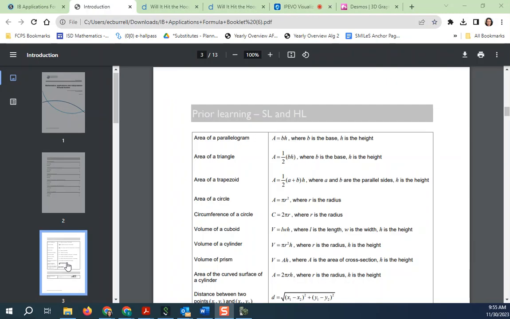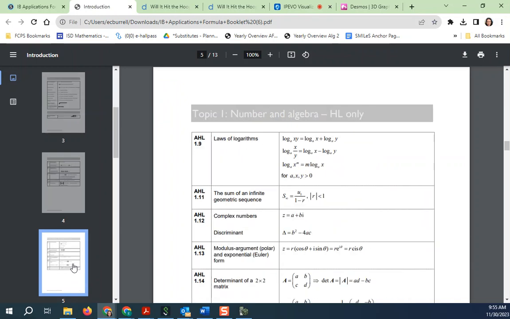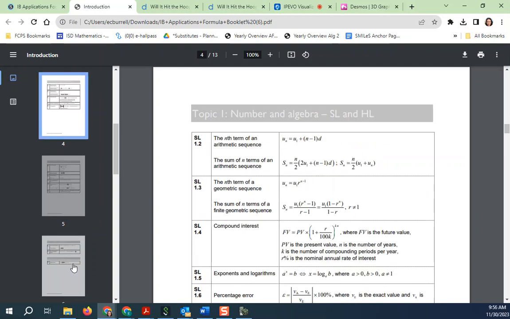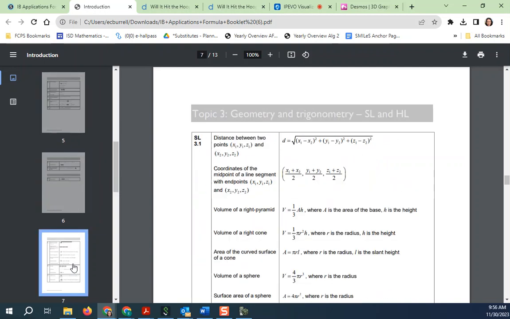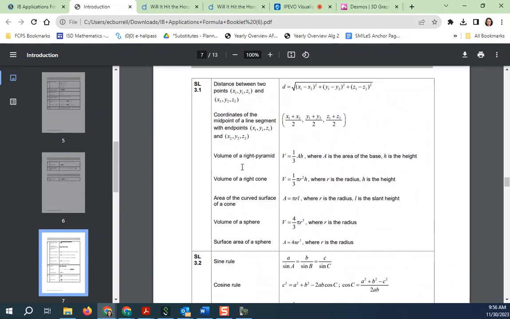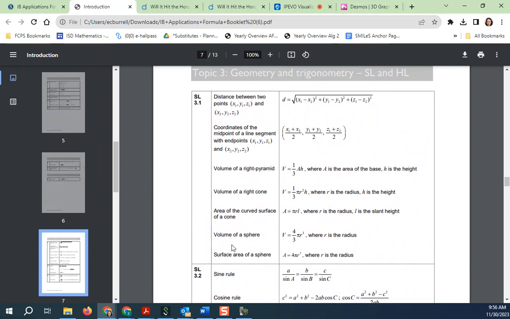So in your booklet on page 3, you have all the area and volume formulas from your prior learning. And where was the other one? Did I go too far? No. Oh, here it is. Yeah. SL 3.1. And it's page 7? Yeah. All right. So this has a lot of volume formulas, and it has surface area of a sphere.